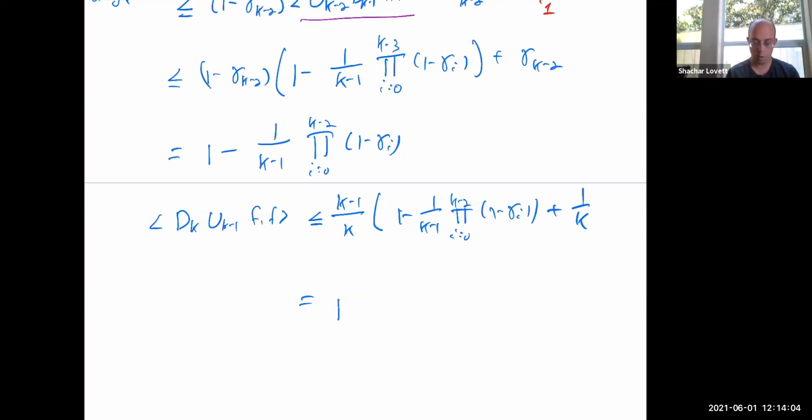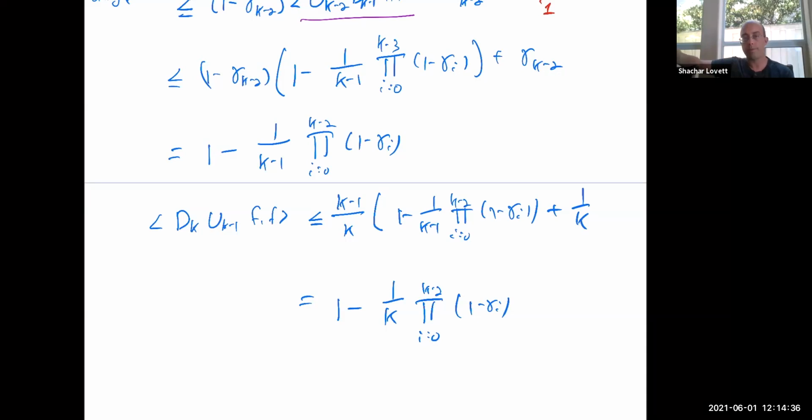Just equals 1 minus 1 over k times the product for i from 0 to k minus 2 of 1 minus gamma i. That's it. So we got this bound, but to me the most interesting part is that once we have this way of connecting the non-lazy upper walk to the lower walk, this will give us some bounds using induction. And here we're just working out the details and seeing what bound this gives us.